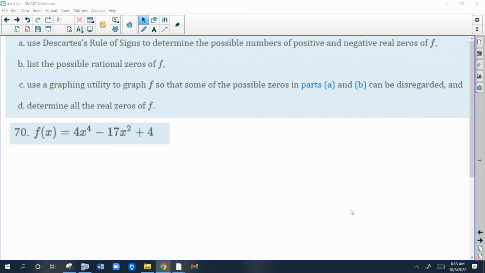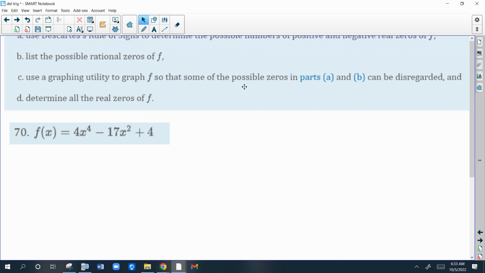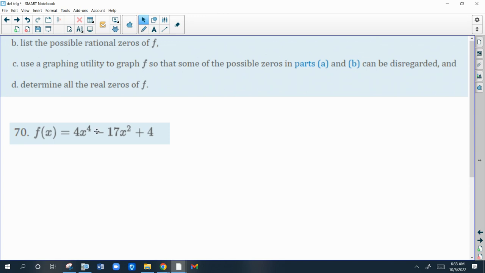Okay, here's an example problem for some of the exercises you're going to be working on. This is problem number 70 from the set, and you're supposed to do B, C, and D. A says use Descartes' rule of signs. We're not going to do that, so we're doing B, C, and D.